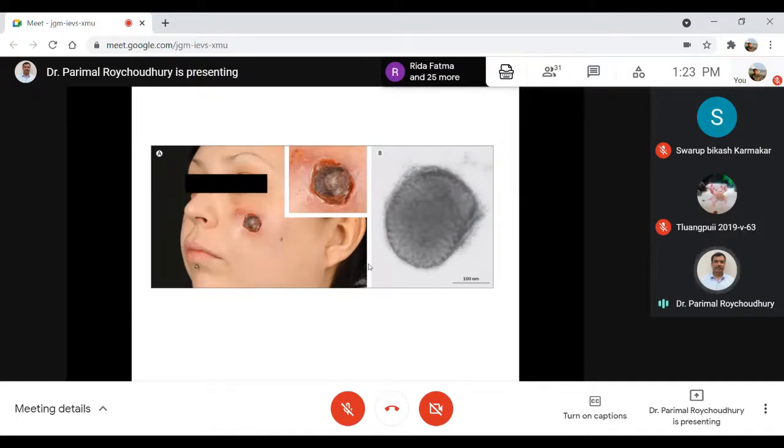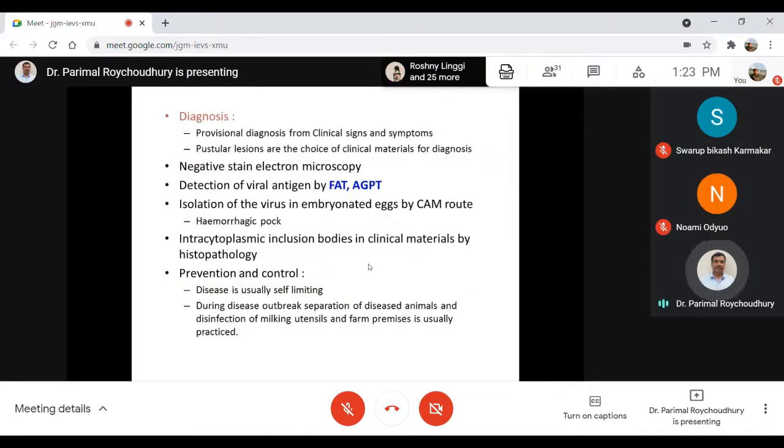Okay. So coming to the diagnosis, the lesions are very, very specific in the case of pox, so it doesn't get confused with other infections, and we can easily get an idea about the pox lesions. However, for identification of the organism, we can go for electron microscopy, where facilities are there, or we can go for AGPT. The simplest process is the AGPT, agar gel precipitation test, which you can perform for detection of viral antigens in the clinical samples. And the clinical samples will obviously be skin scabs that contain a large amount of virus particles.